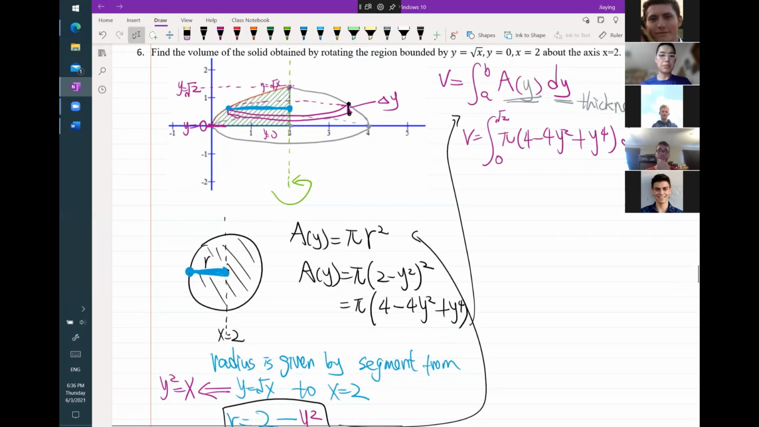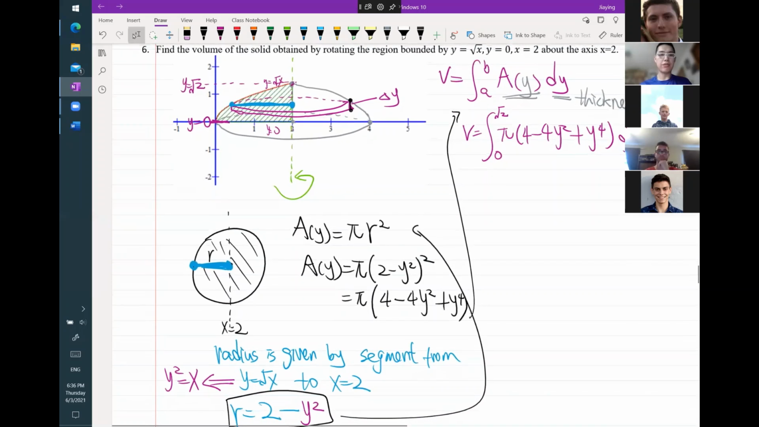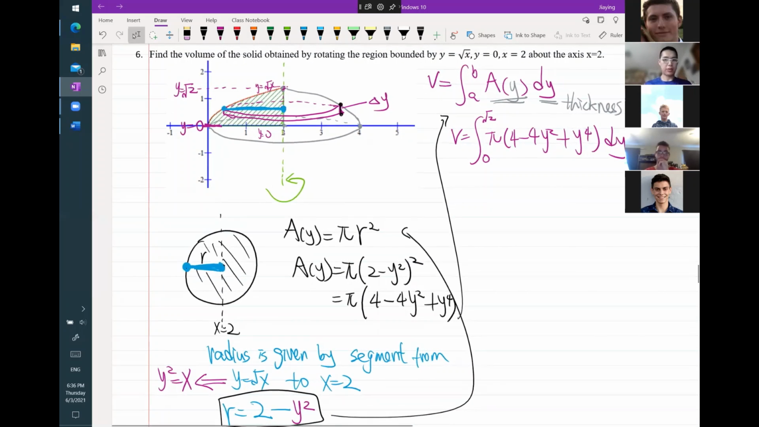I think in this problem, the most difficult part is to figure out the radius. And the radius is given by the difference of the two x values, x equals 2, and the one on the left, which is given by the function y equals square root of x. You have to subtract the function on the left from x equals 2 to figure out the radius.